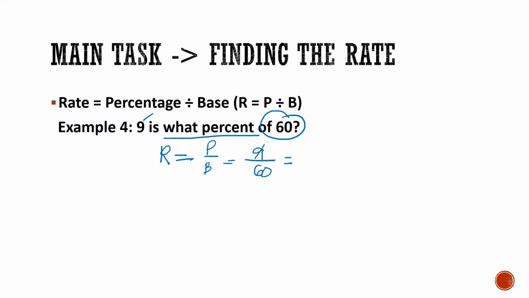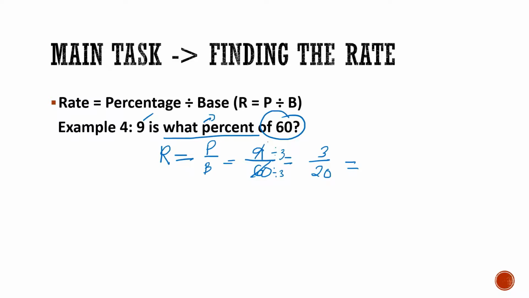Okay, so, 3. Tapos, 20. Diba? 9 divided by 3, 3. 60 divided by 3, 20. Okay? So, is that your final answer? No. We're looking for the percent. We're looking for the rate.